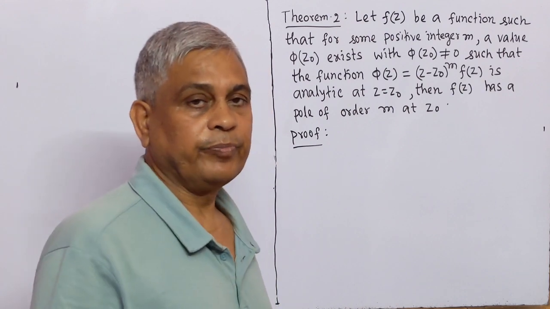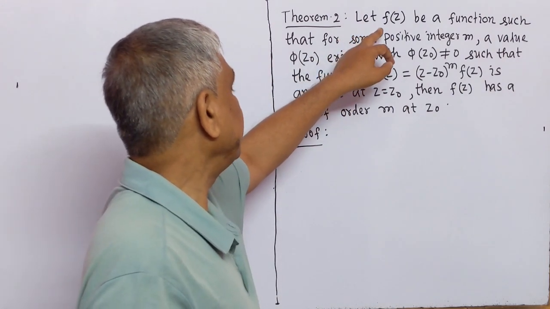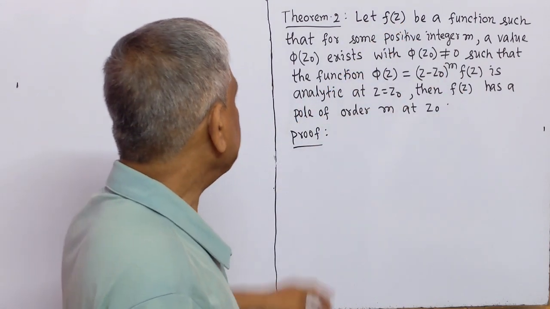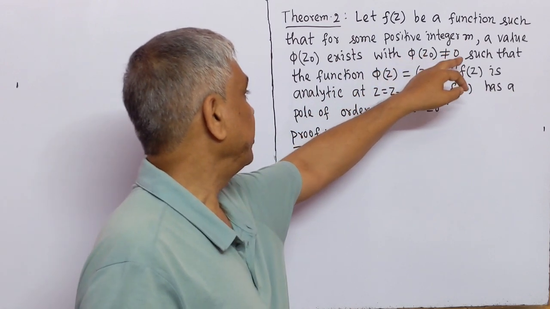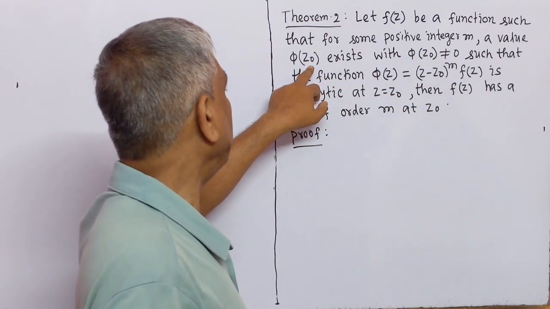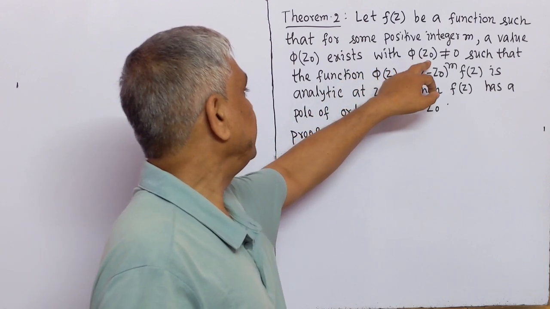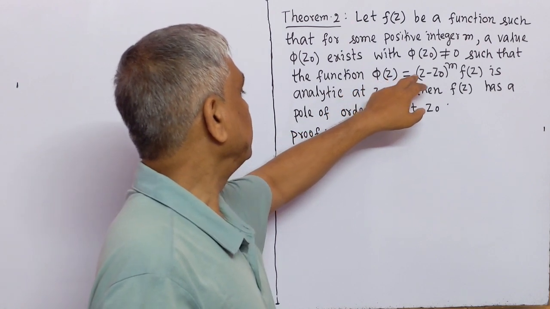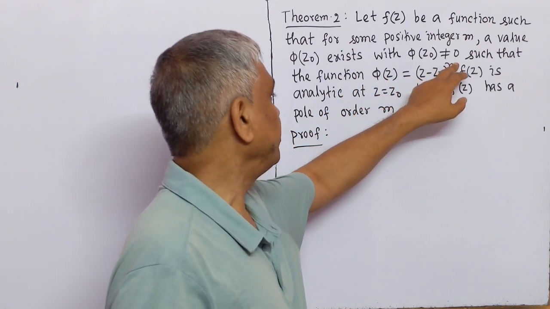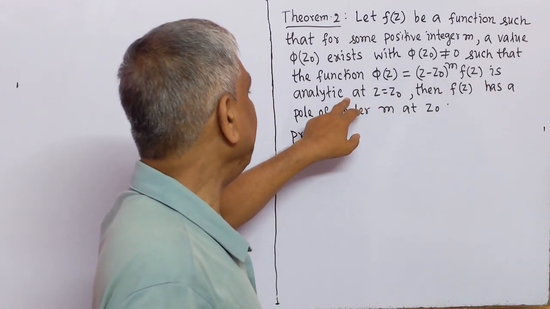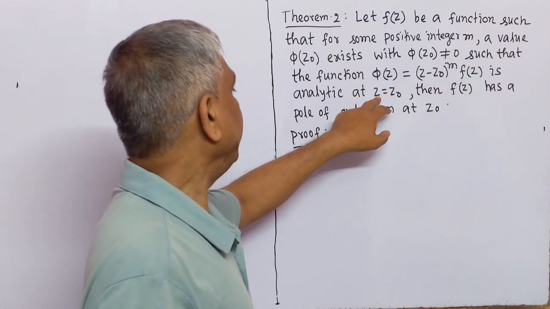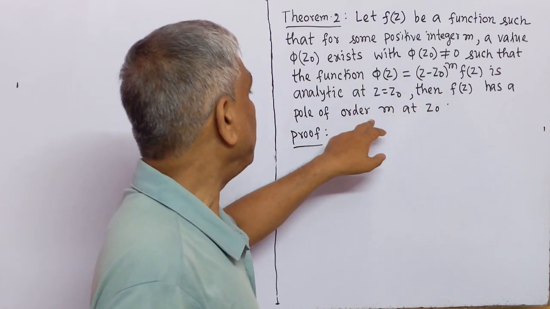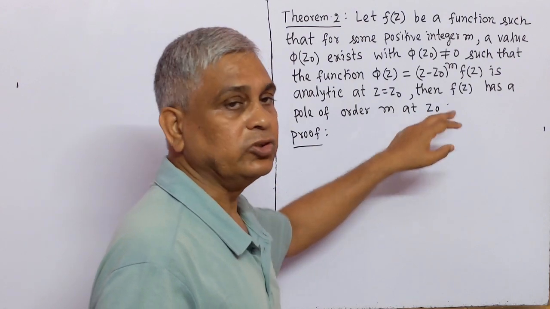Now we prove the next theorem. The theorem is: let f(z) be a function such that for some positive integer m, a value phi(z naught) exists with phi(z naught) not equal to 0, such that the function phi(z) equal to (z minus z naught) to the power m f(z) is analytic at z equal to z naught. Then f(z) has a pole of order m at z equal to z naught.